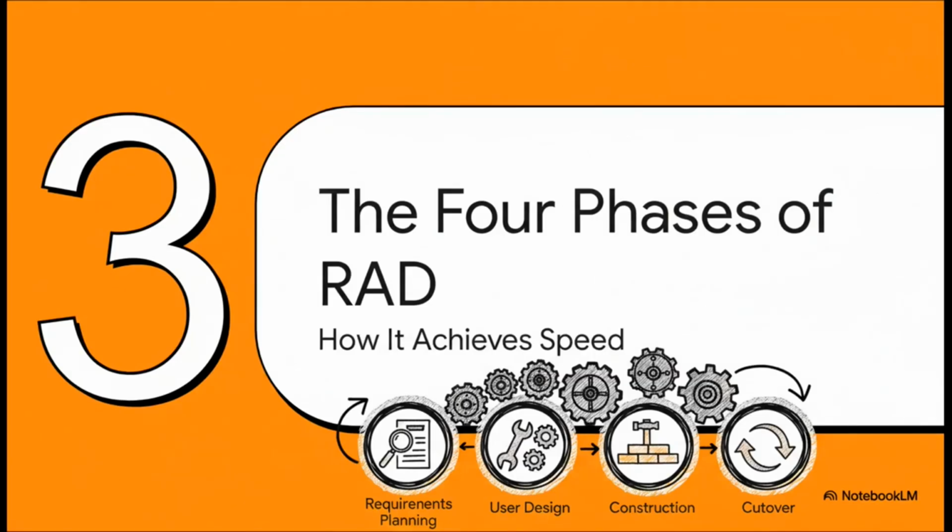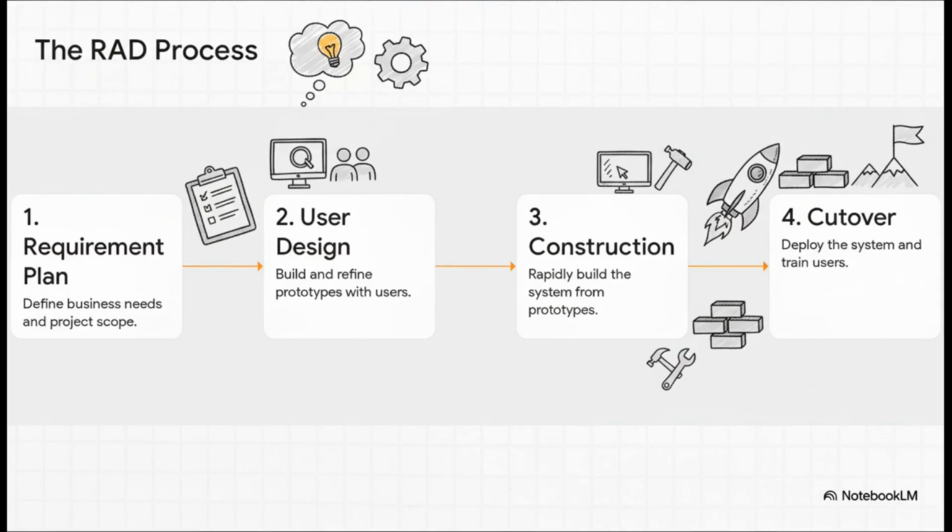Okay, so we know what it is, but how does it actually deliver on that promise of speed? Well, that brings us to the engine room of the whole model, the 4 phases of RAD. The whole process breaks down into a really clean 4-step journey. You've got requirement planning, then the super important user design phase, then construction, and finally the cutover. Let's do a quick flyby of what happens in each one.